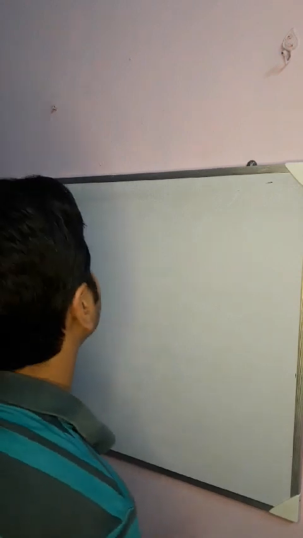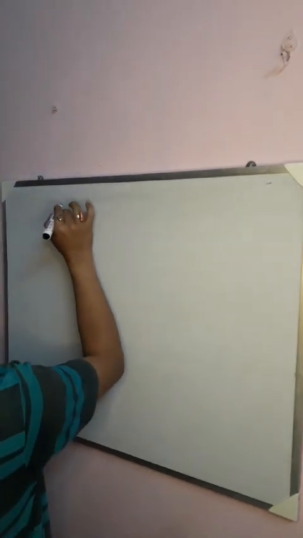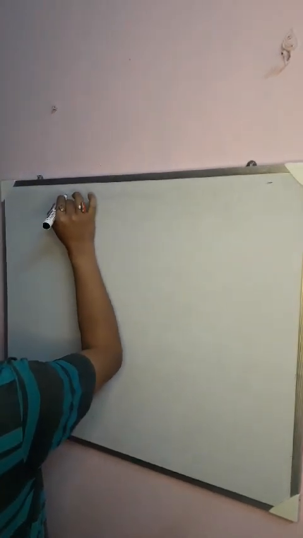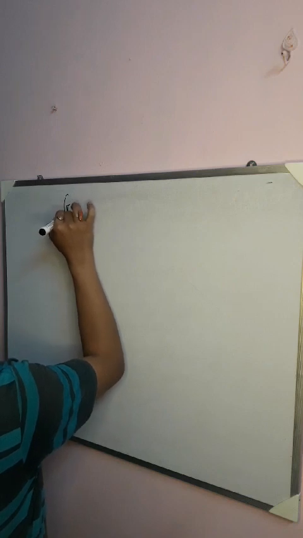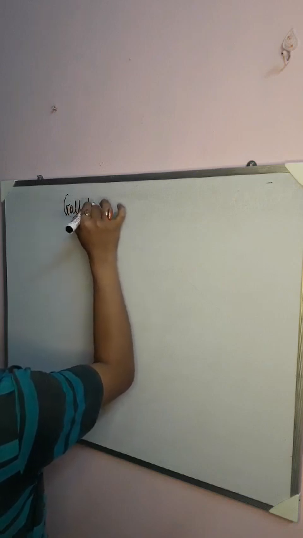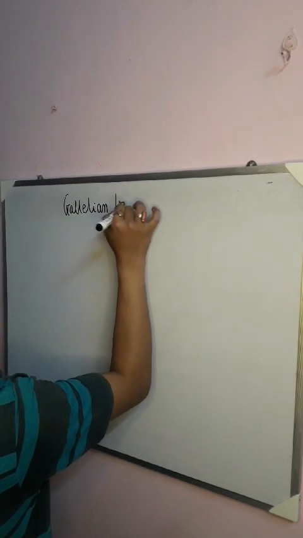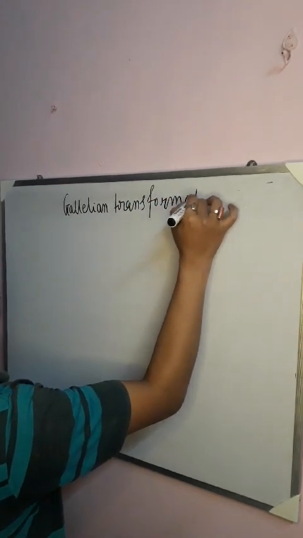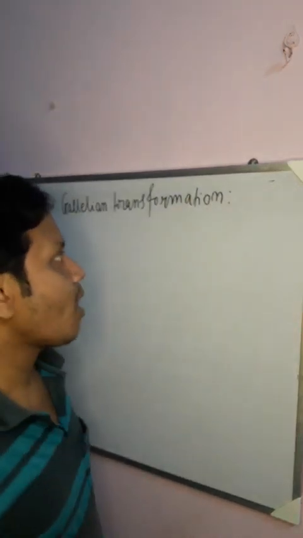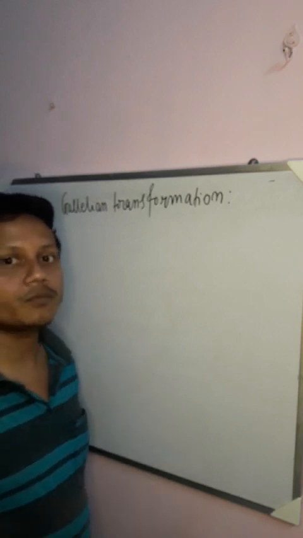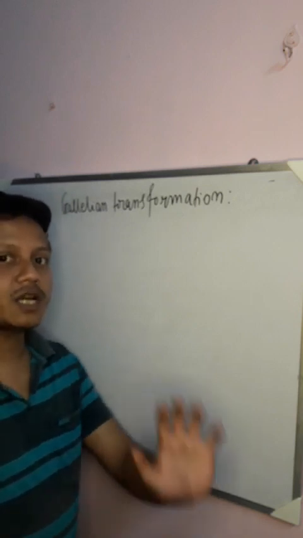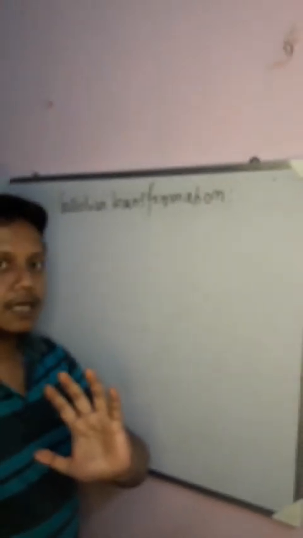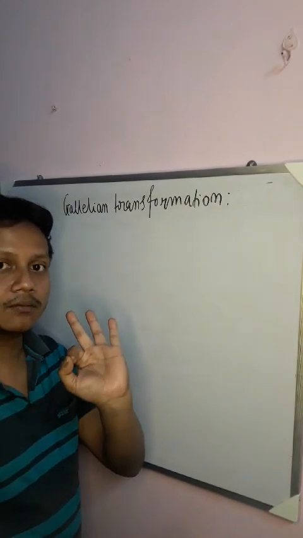Now the next thing that we have to introduce is the Galilean transformation. What is it? These are the set of equations that connect the position vectors of a particle in two different inertial frames.